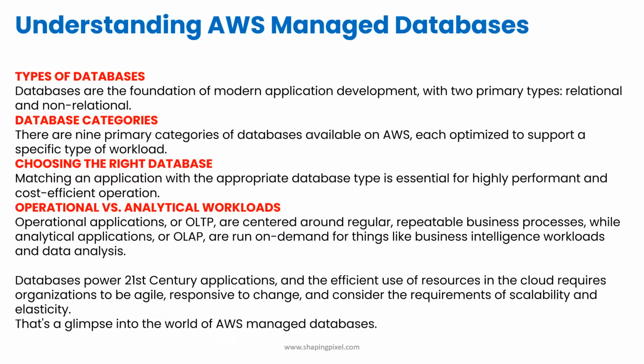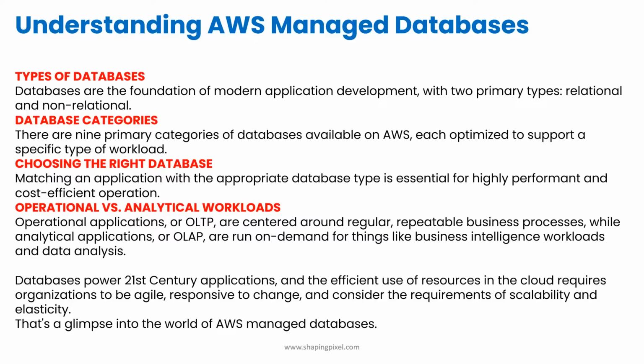So let's try to understand the AWS managed databases. So databases are the foundation of modern application development with two primary types, relational and non-relational. So there are 9 primary categories of database available on AWS, each optimized to support a specified type of workloads. So matching an application with the appropriate database type is essential for highly performant and cost-effective operation.